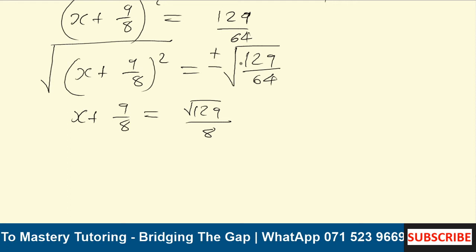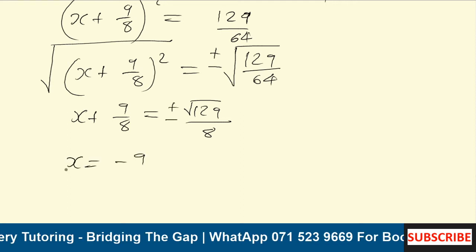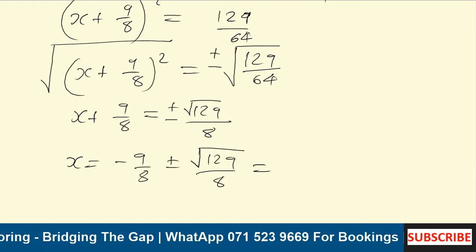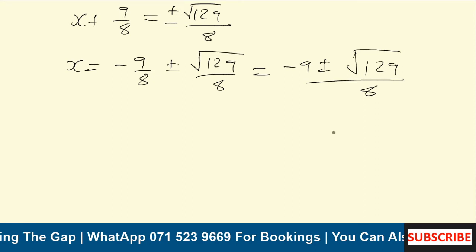And then now we're going to take this 9 over 8 to the other side. So you're left with minus. So x is equal to minus 9 over 8 plus or minus square root of 129 over 8, which I can simply write as negative 9 plus or minus square root of 129 over 8, because the denominator is the same. Just make one denominator and put everything in the numerator as one long number.